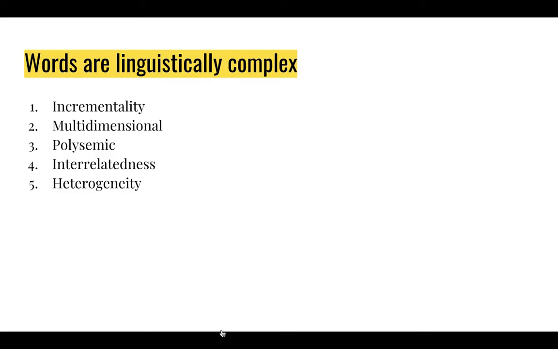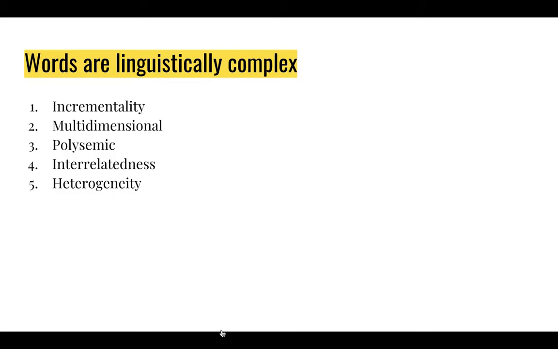Polysemic words have multiple meanings. So the word run has 20 meanings. The word run, a simple 3-letter word that a student might learn in kindergarten, or might read in kindergarten, has 20 meanings.